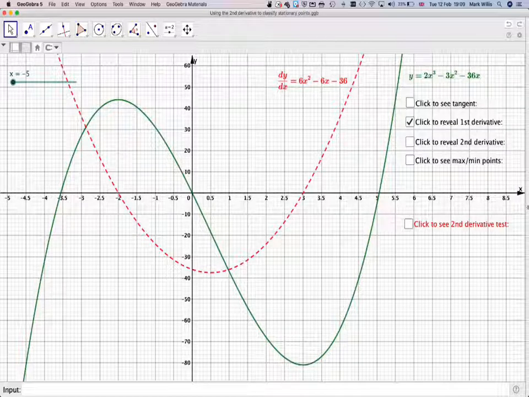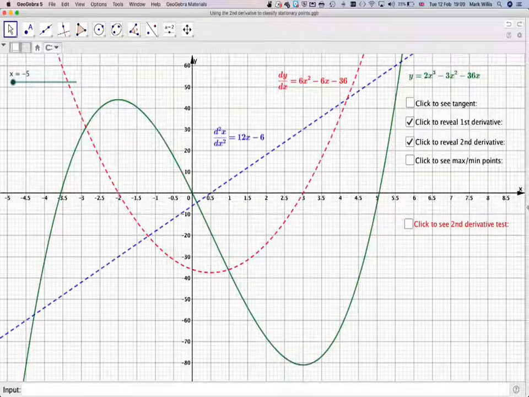Now we can look at what the second derivative looks like. It will just be a straight line in this case. But I can see that the gradient of the gradient is negative at this point. In fact, it's minus 30 at this point.